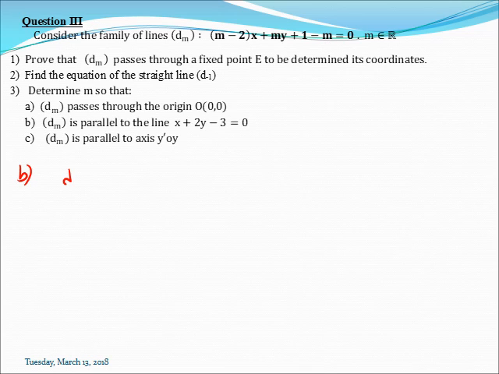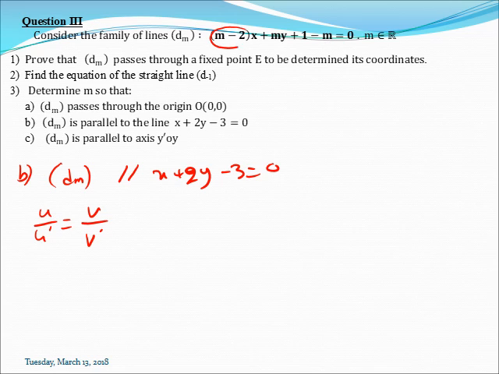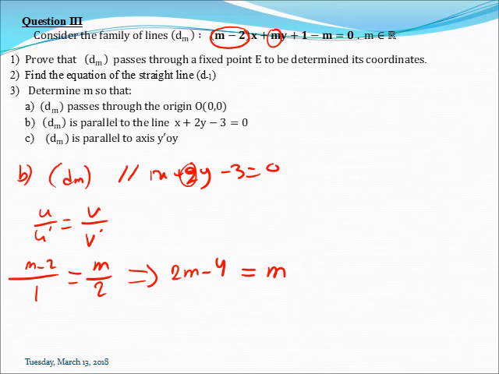B. DM parallel to x plus 2y minus 3 equals 0. If two lines are parallel, then u over u prime equals v over v prime. U of DM is m minus 2. U of the line is 1, equal m over 2. Cross multiplication: 2 times m minus 2, 2m minus 4 equal m, so 2m minus m equals 4. So m equals 4.